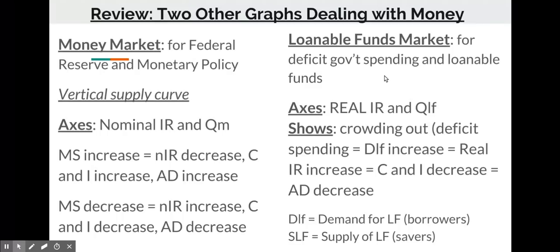Before I jump into that one, you might want to take a quick pause here. We do have two other graphs that deal with money, both of which have videos on this YouTube channel that you can go and check back on. The money market is one, which was the Federal Reserve and monetary policy. The loanable funds was when the government needs to spend money during a recession, that crowding out due to deficit spending. So pause here, take a quick recap, and then go back and check out those videos if you need to.